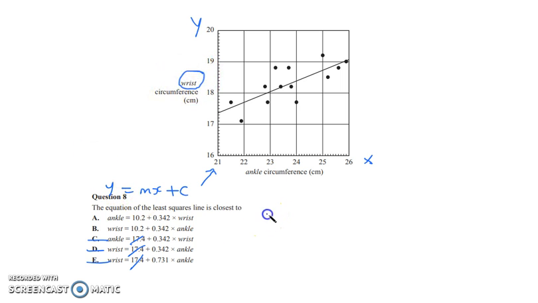So we know that now our least squares regression line, the wrist should equal all the other information. So we can straight away see that B is the answer because it's wrist equals, and it's not ankle equals, because ankle is the x variable.